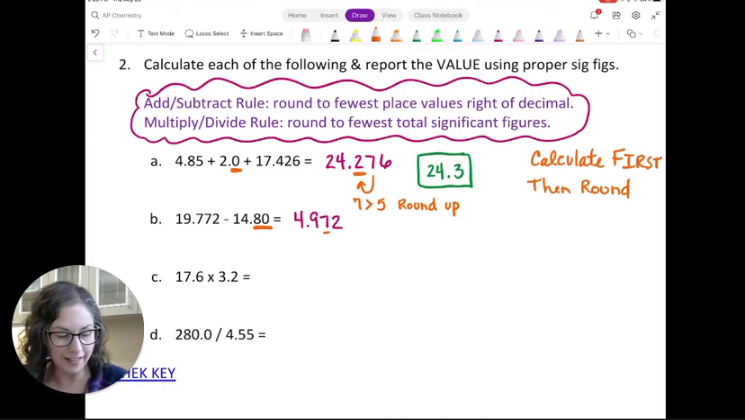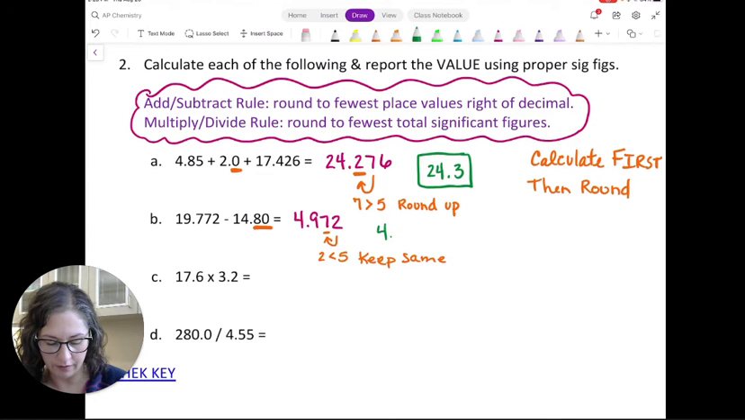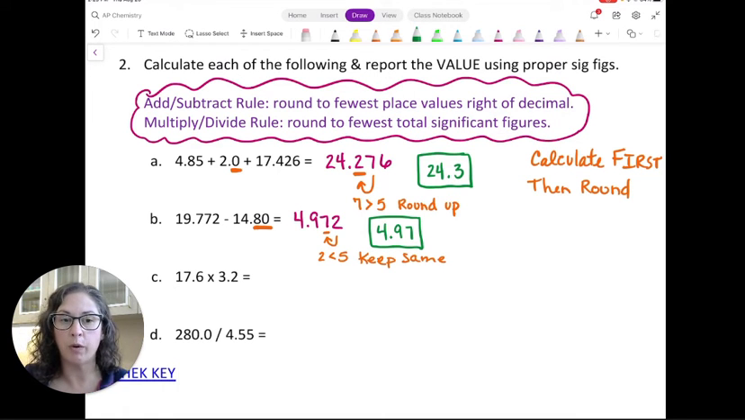The 2 is less than 5, okay, so we're going to keep the same. So 2 is less than 5, so we're going to keep that value the same. Just some rounding rules. And we end up with a value of 4.97. So that's how we add or subtract values and then report our numbers to the correct significant digits.